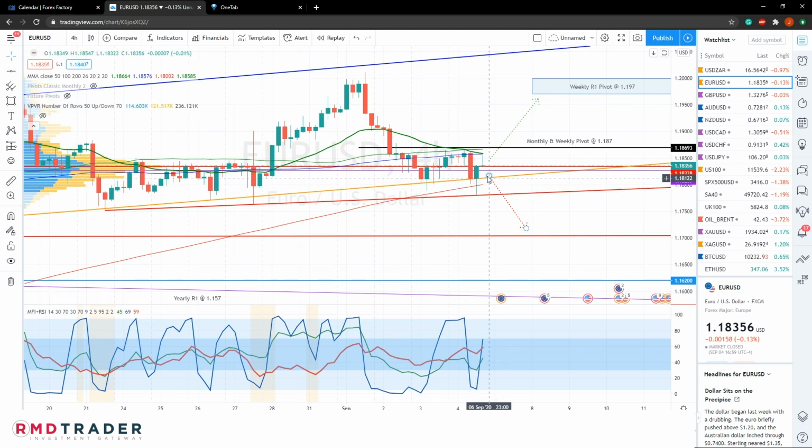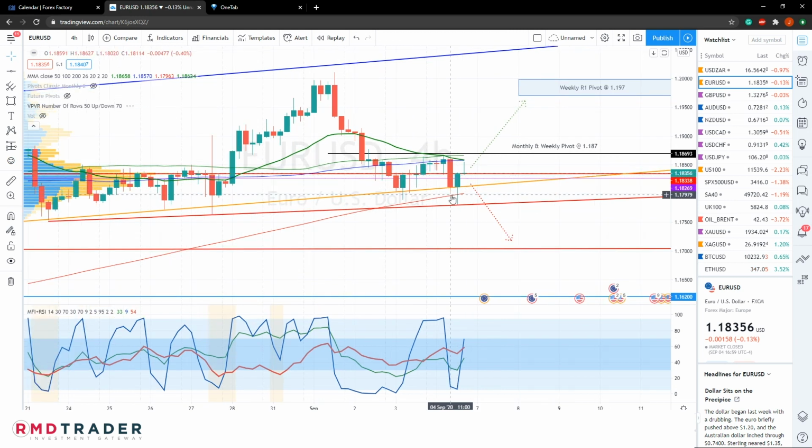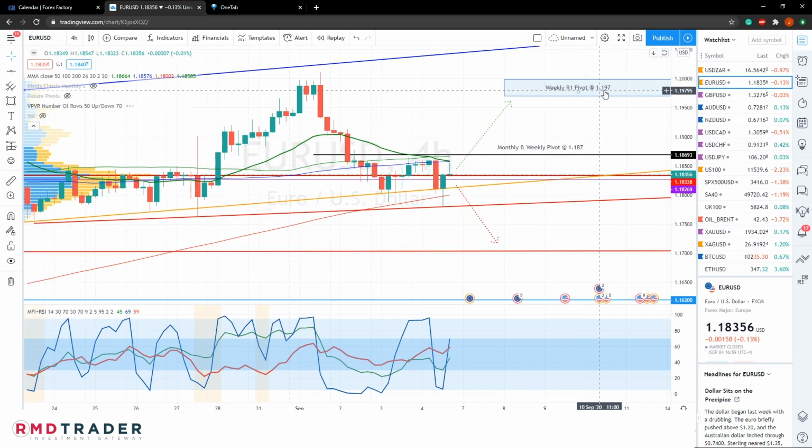So a very important level to watch for this week would of course be our 200 SMA here, as if we can stay above it as well as above this lower boundary of our bullish channel, we can hopefully see price firstly move back towards our 100 SMA on the 4-hour, also meeting up with the monthly and weekly pivots at 1.187. And if, of course, we can get above this level or get a close above this level, it's very likely that we will see price move higher towards the weekly R1 pivot at 1.197 and also close to where our previous highs were from last week.